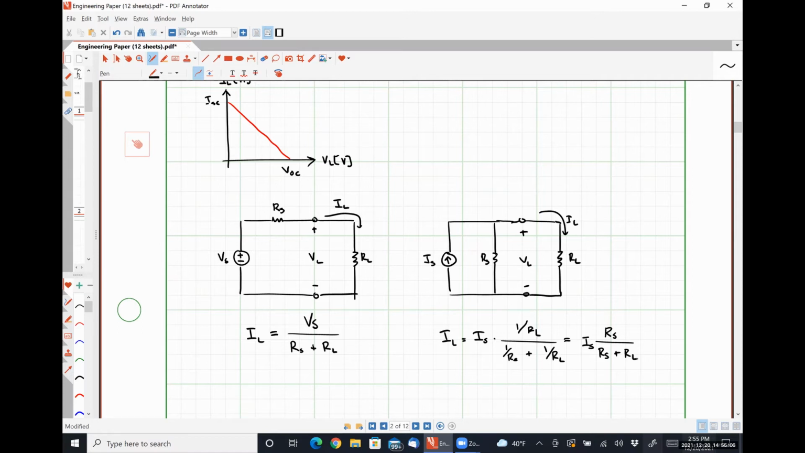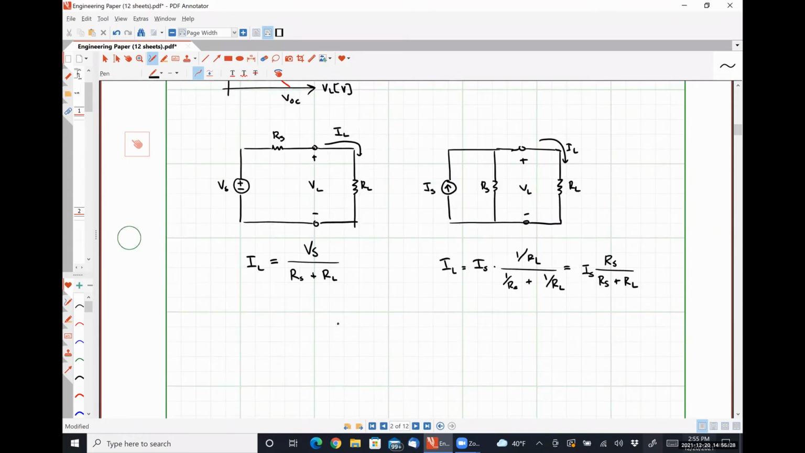So, under what condition are these two currents the same? When Vs is equal to what? Exactly right. These two are electrically equivalent when our source voltage Vs is equal to our source current Is times that internal resistance Rs.